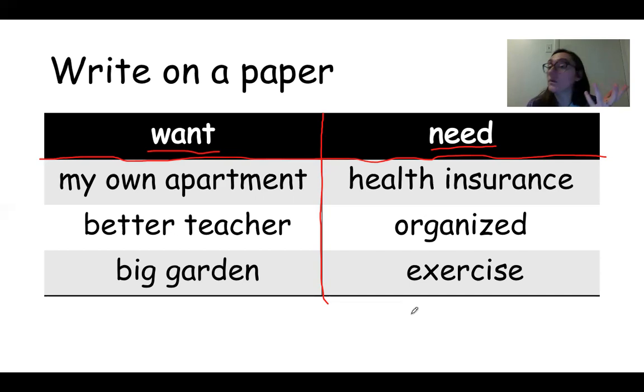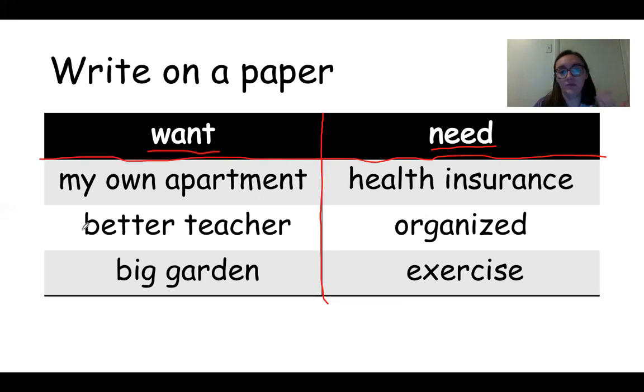Or maybe you say, I need to go to nursing school. That's something that is so important for you to continue living. Or maybe I want to go to nursing school. But you don't need to write them out in a full sentence here. You could just write health insurance, organized, exercise, my own apartment, better teacher.